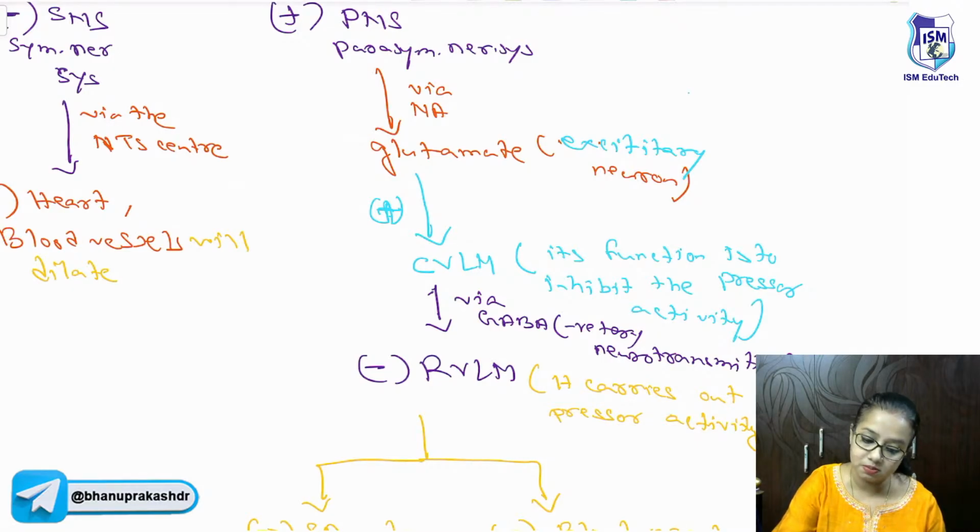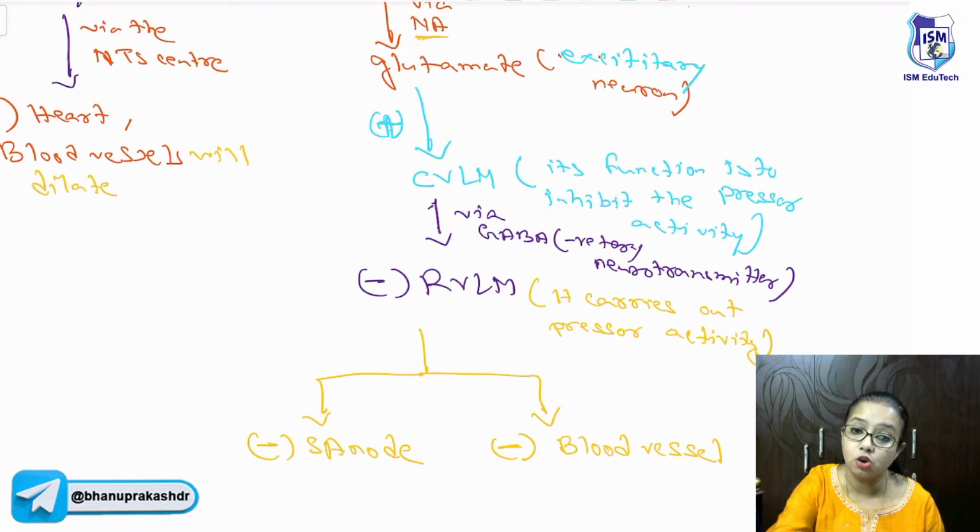So, this one via another center, nucleus ambiguus, will secrete glutamate, which is an excitatory neurotransmitter. Now, this glutamate will stimulate the caudal ventrolateral medulla, which is a depressor area, meaning it decreases the cardiac function. Negative chronotropy, negative inotropy, negative bathmotropy, dromotropy, all these things are by the stimulation of the caudal ventrolateral medulla.